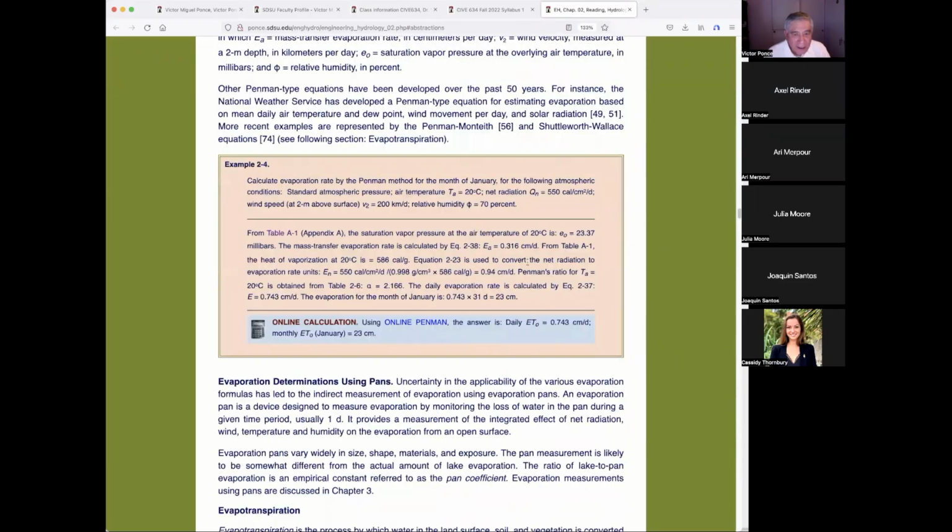Okay, so now we're going to do an example in here. Calculate the evaporation rate by the Penman method for the month of January for the following atmospheric conditions. Standard atmospheric pressure.